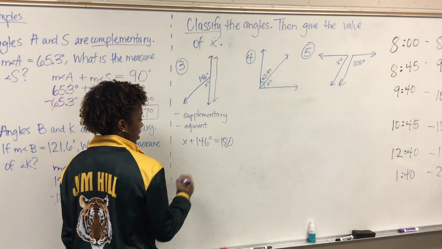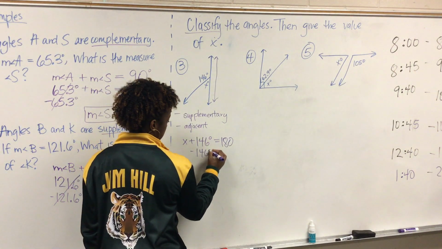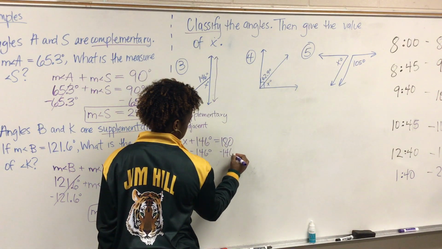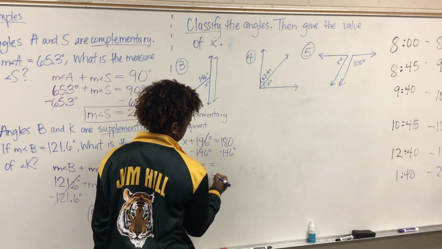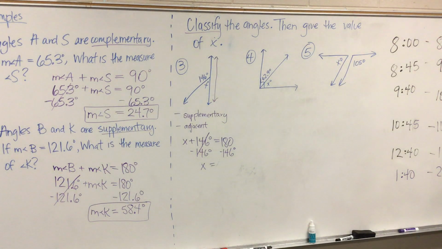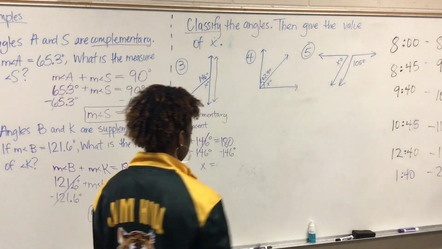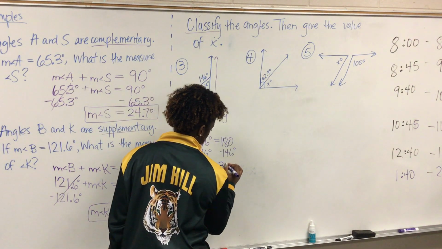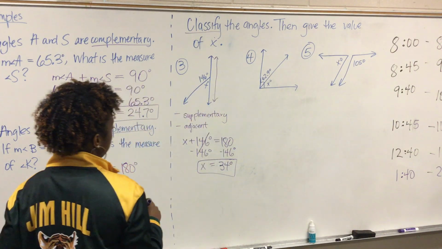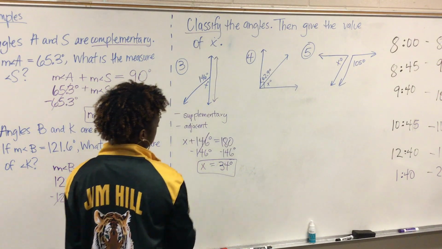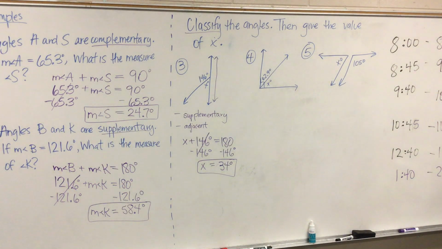Now I have a one-step equation. I'm going to subtract 146 on both sides. This cancels out. I'm left with x equals 180 minus 146. That should give me 34 degrees. So I have classified the angles and I gave the value of x, which was 34 degrees. Now I want you to take this time and try number 4, and if you can, number 5 as well.